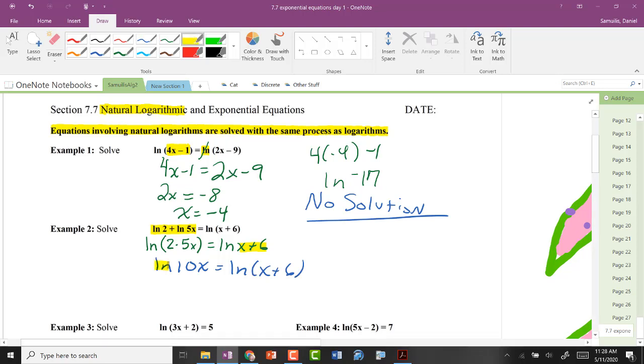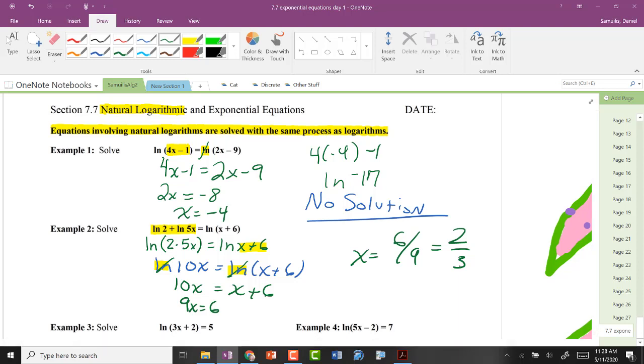So now I have one-to-one. That means these cancel. I'm left with 10x equals x plus 6. Subtract the 1x, that gives me 9x equals 6. Divide by 9, I get 6/9, or that is 2/3. And when I plug that in, 5 times 2/3 times 2 does give me 6.6 repeating, and that's what that would be equal to. So that is my answer, 2/3.